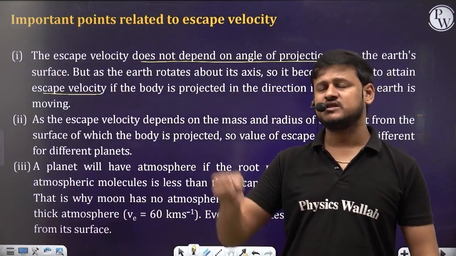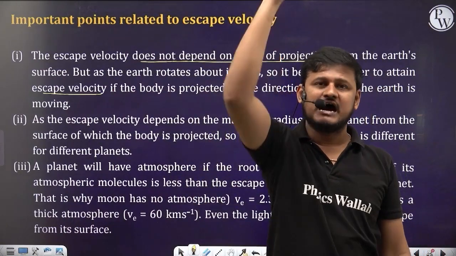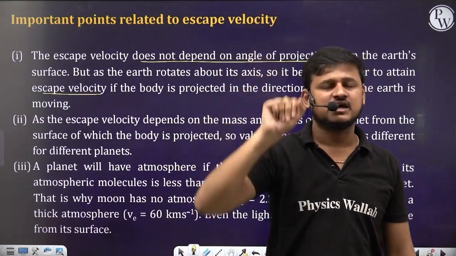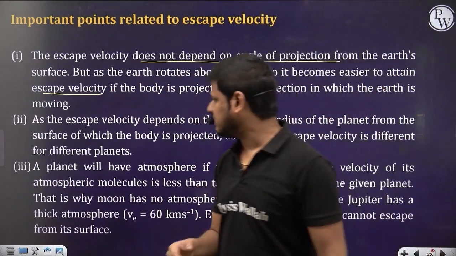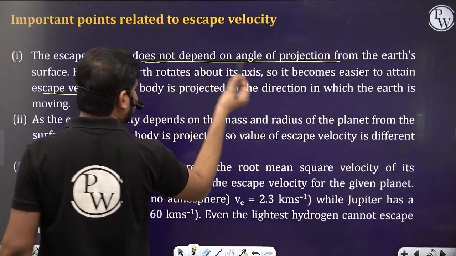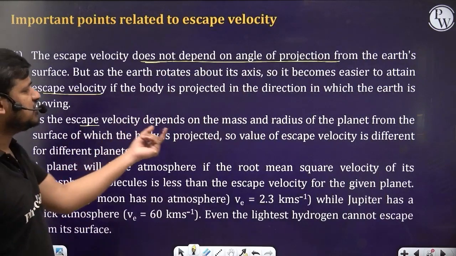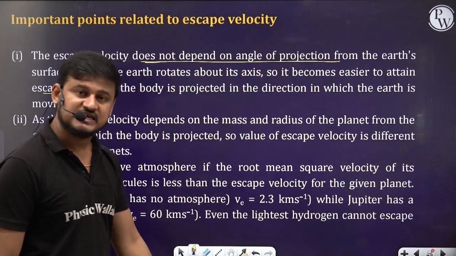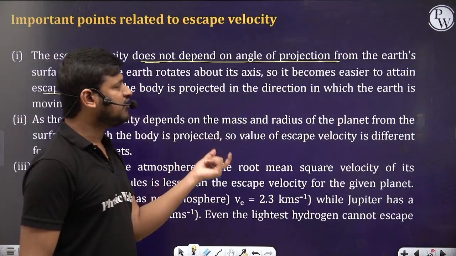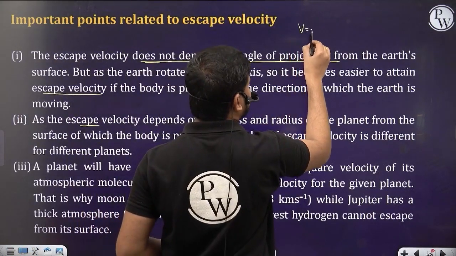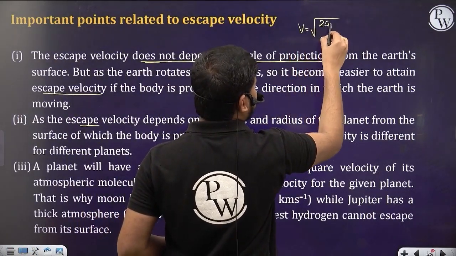So you can throw vertically upward, or you can throw at some inclined angle. Your wish. It will not depend on the angle of projection. And the escape velocity depends on the mass and radius of the planet. So the escape velocity formula is V equals root over 2GM by R.